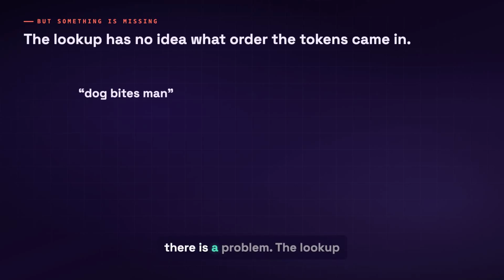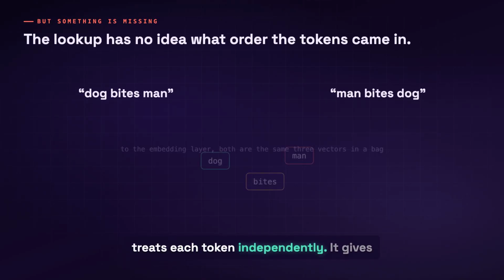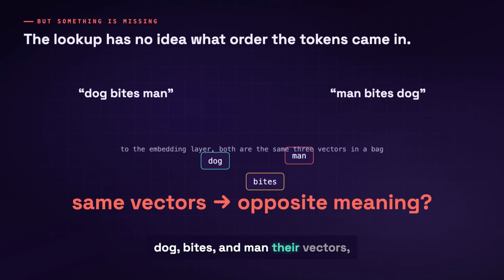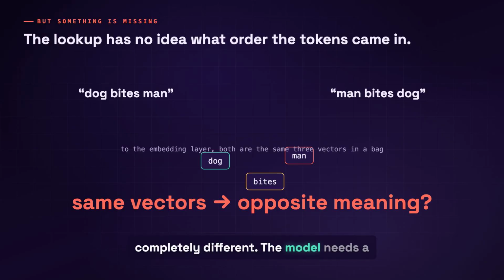But there is a problem. The lookup treats each token independently. It gives dog, bites, and man their vectors, but it has no idea what order they came in. To the embedding layer alone, dog bites man and man bites dog look identical, the same 3 vectors in a bag, and yet the meaning is completely different. The model needs a way to know each token's position.